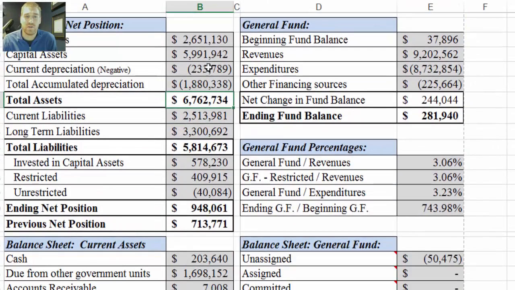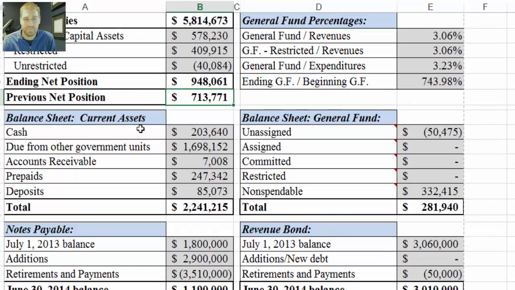Here's the other numbers, liabilities. Down here is the ending net position. So this is the June 30th, 2014 net position. Previous net position is the June 30th, 2013 net position. So you can compare the two really quickly from here. Also, you can notice that the net position increased from last year, which is good. So before we move over here, we'll move down.